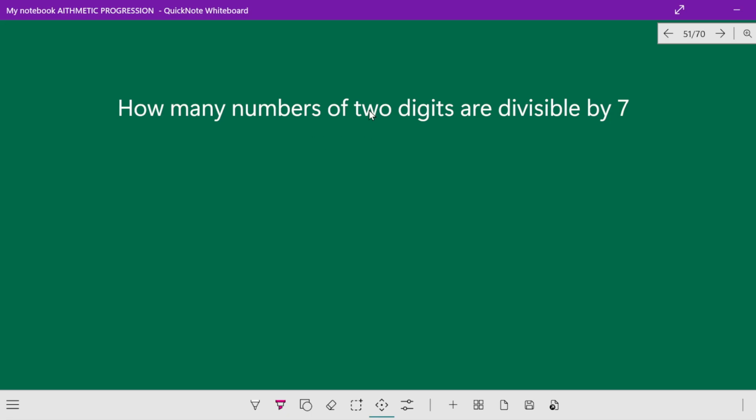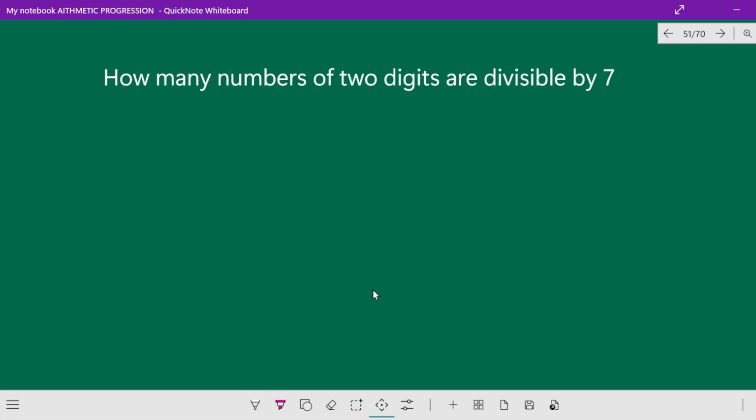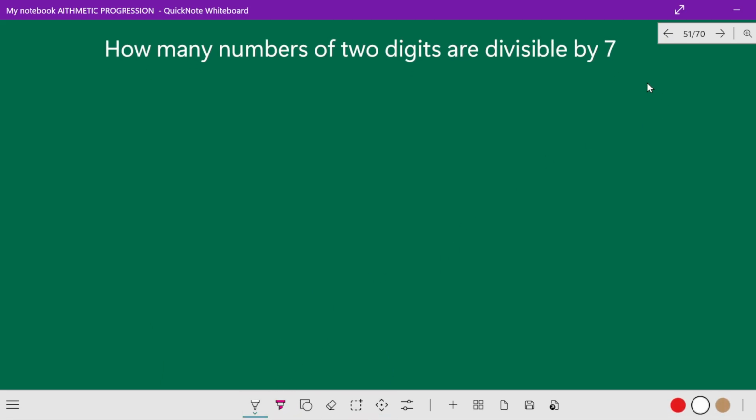How many numbers of 2 digits are divisible by 7? 2 digit numbers means you have to start with 14. Your AP should start with 14. 7 3s are 21, 7 4s are 28. Last will be, how you'll divide by 7, how it should be divisible.